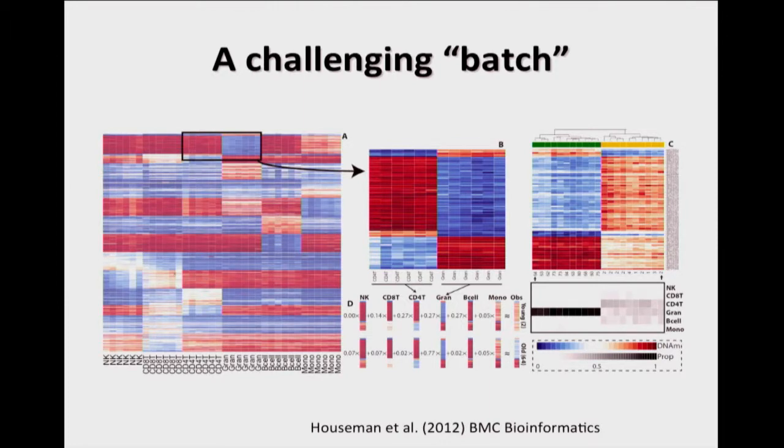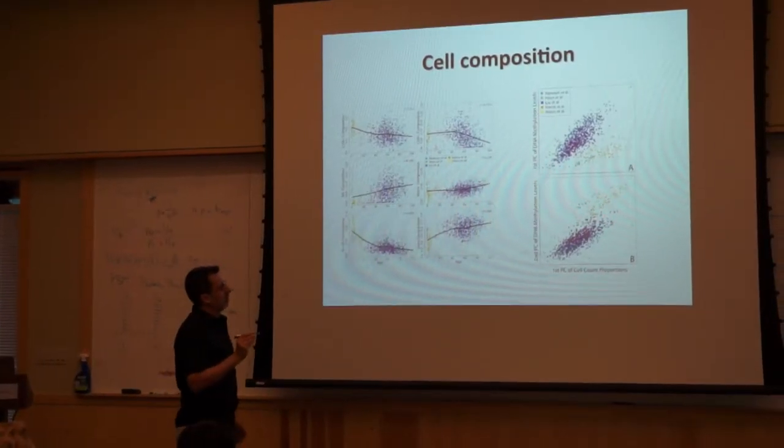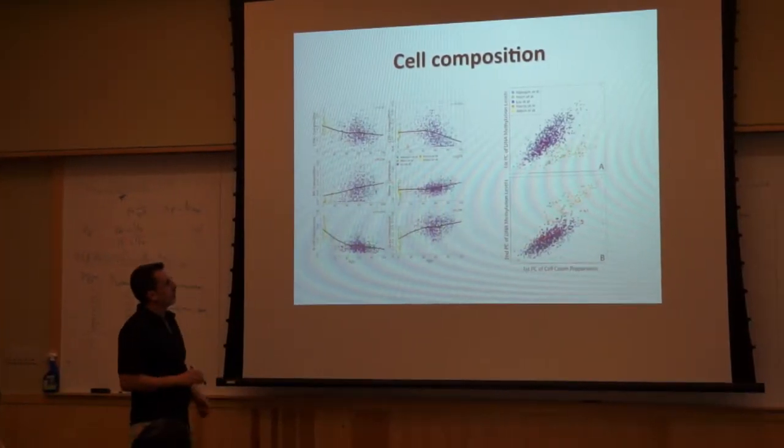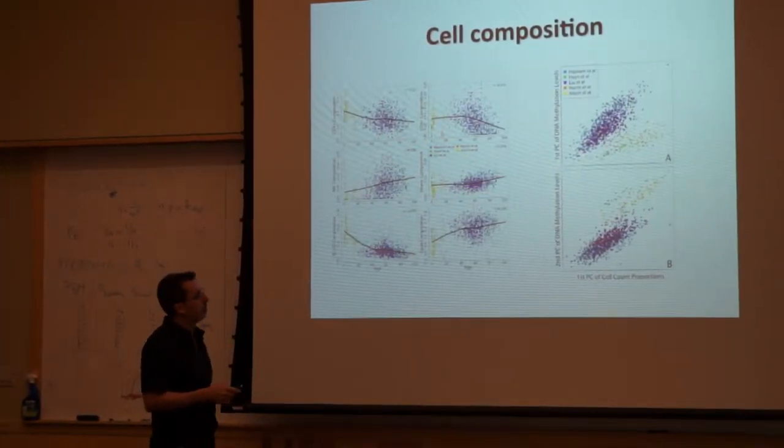All right, so now what can we do with this? Just some fun things we can do is show that the first principal component of the methylation data is very much correlated with the first principal component of the estimated cell composition data. That's here, and we have all these studies, and you can see the high correlation for almost all the studies. There's one kind of different looking study here. I think that one might have another kind of batch effect that took over the first PC.